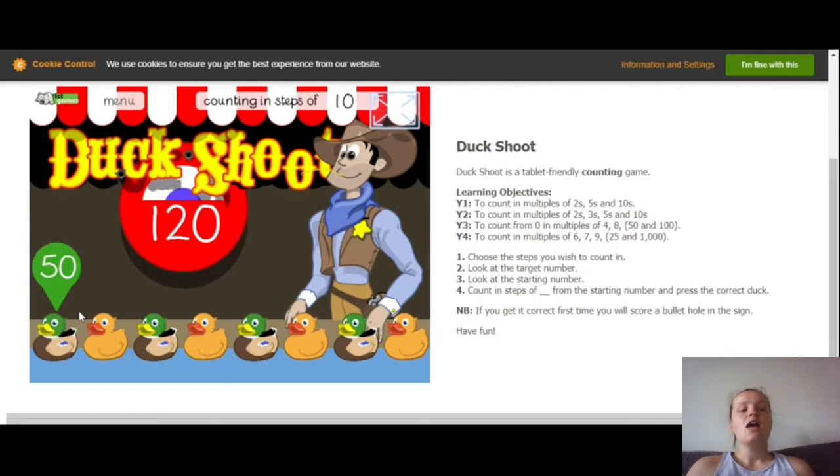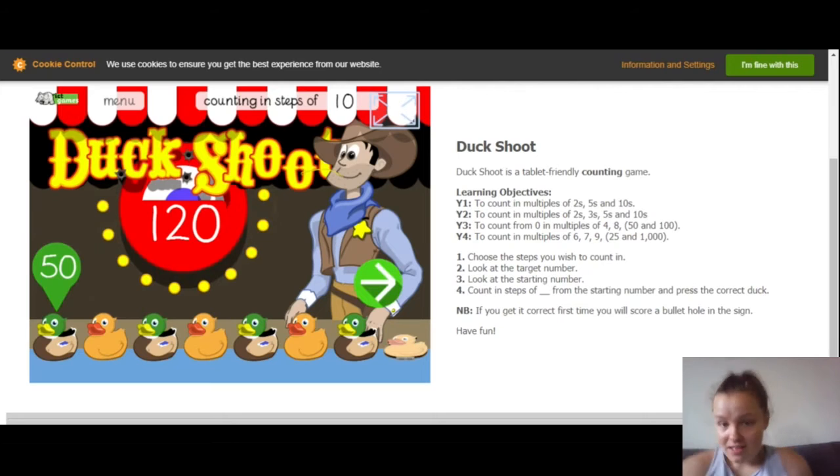Okay, so 50, 60, 70, 80, 90, 100, 110, 120. I think we need to knock down this end duck. Hey, there we go. So that was quite tricky. So we're going to do some questions now, but you keep practicing your tens, counting in 2s, 5s, 10s, as much as you can, because it really helps. So moving on to question time now.